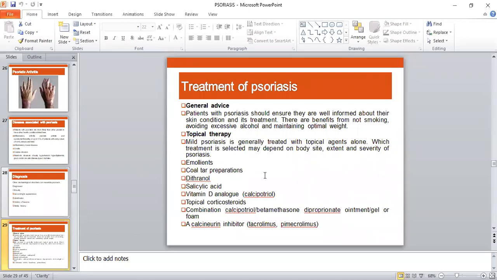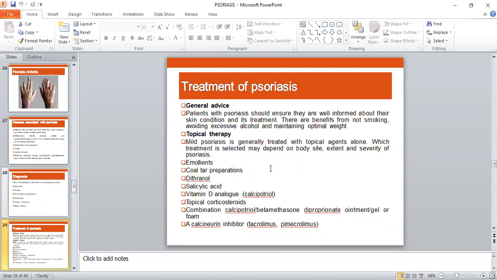And topical therapy: mild psoriasis is generally treated with topical agents. We start with the drugs with fewer side effects. So we go for topical therapy in mild disease. Which treatment is selected may depend on the body size, extent and severity of the psoriasis and the condition of the patient. So we give bland emollients and coal tar preparations, retinoids, and salicylic acid, vitamin D analogs such as calcipotriol, and topical corticosteroids, and the combination of calcipotriol and betamethasone dipropionate as ointment, gel or foam, and calcineurin inhibitors, tacrolimus and pimecrolimus are given. First of all, we have to look at the patient's condition.